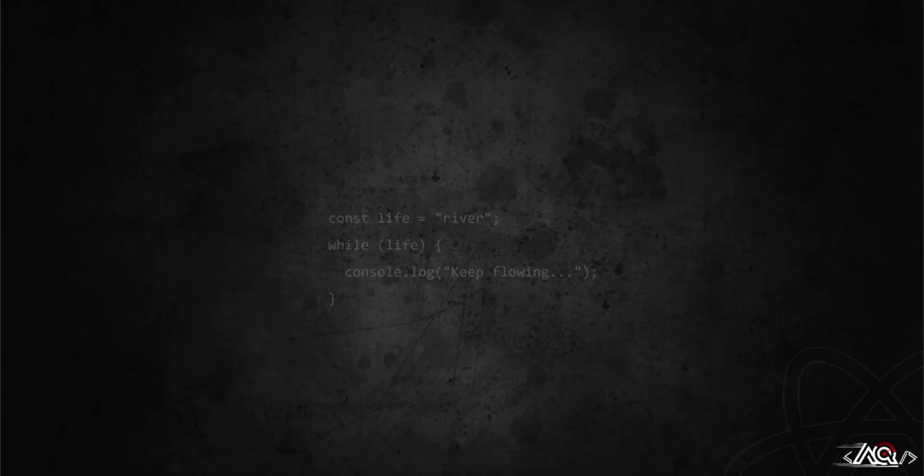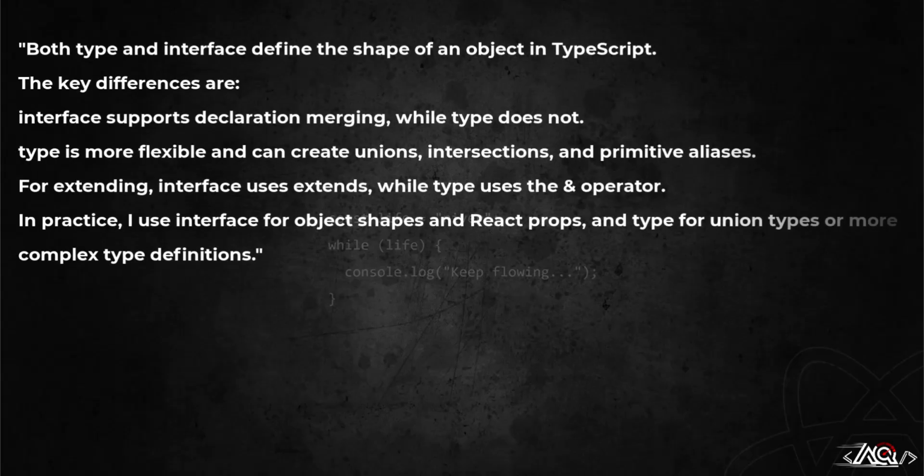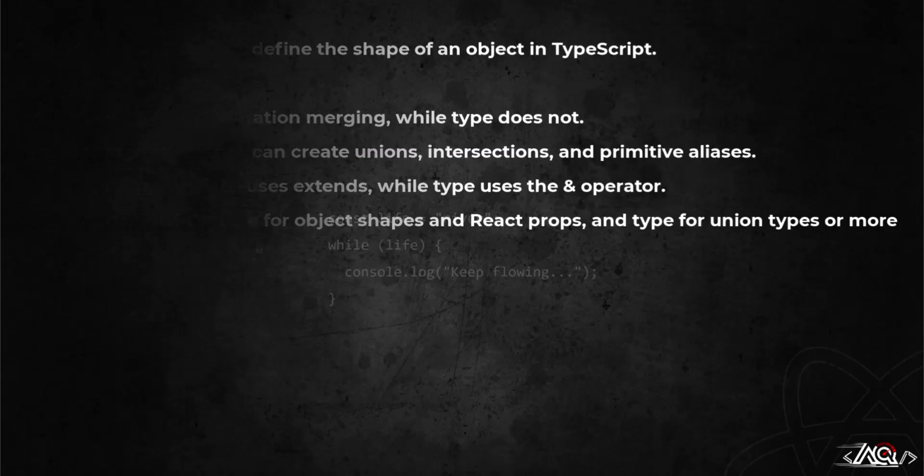Here's a clean answer you can give in an interview. Both type and interface define the shape of an object in TypeScript. The key differences are: interface supports declaration merging, while type does not. Type is more flexible and can create unions, intersections, and primitive aliases. For extending, interface uses extends, while type uses the ampersand operator. In practice, I use interface for object shapes and React props, and type for union types or more complex type definitions.